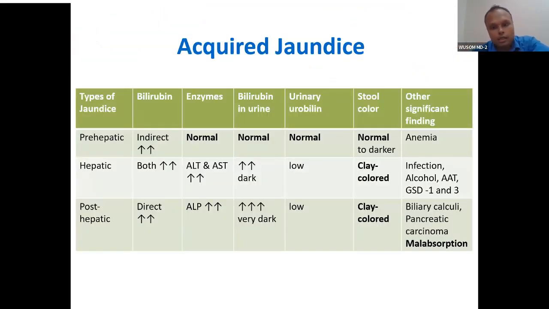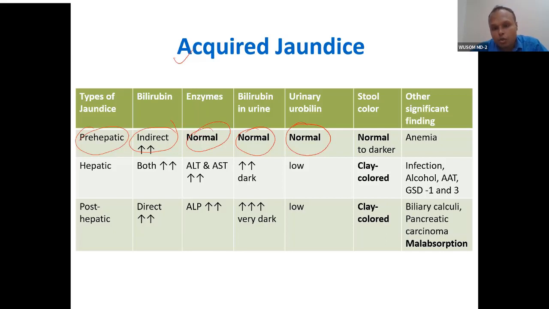So see, this is the problem in acquired jaundice. As I told you, in pre-hepatic jaundice, that is hemolytic jaundice, there are no enzyme changes, so enzymes are normal. Only indirect bilirubin, unconjugated bilirubin, is high. Your urine is normal.